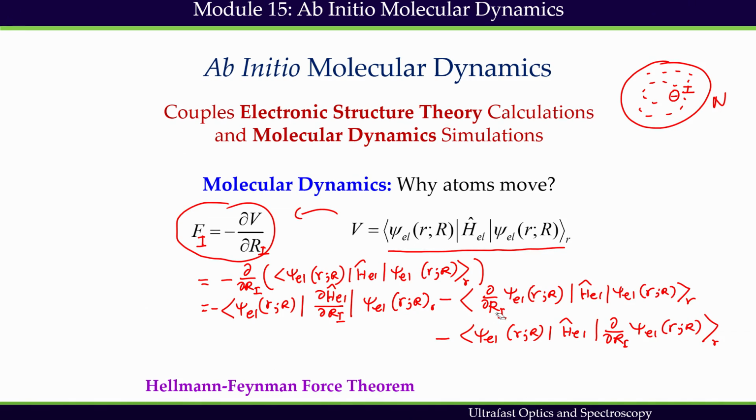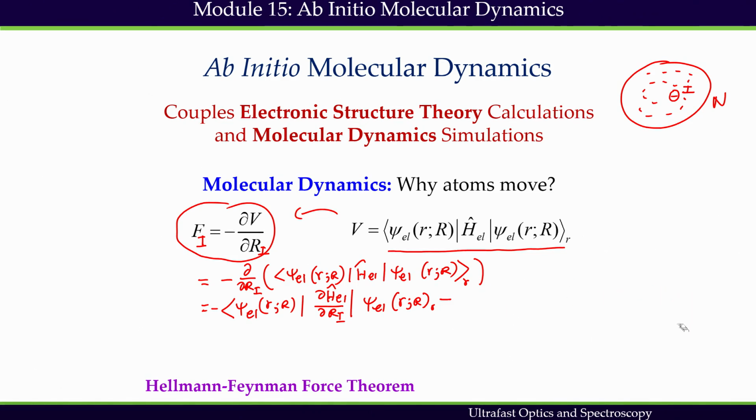This is the way we get three terms, and we can simplify these terms, particularly the last two terms. We can rewrite these two terms as the electronic energy expectation value, this is electronic energy, with respect to d/dR I of psi electronic R.